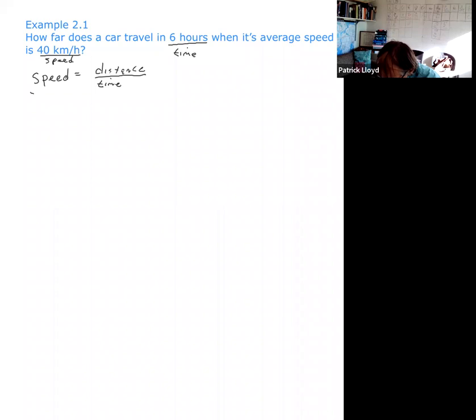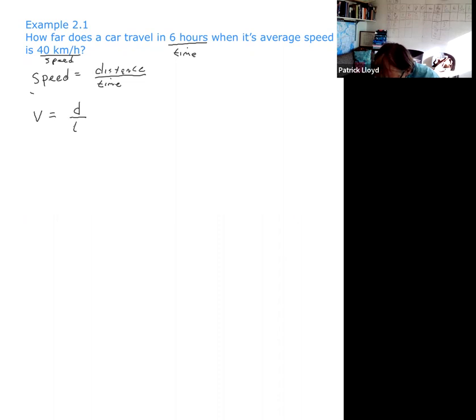Okay. Now, why does it say average? It says average because your speed might change a little bit, but on average, it's going 40 kilometers per hour. So let's use V for speed, D for distance. We're using symbols just to make things a little bit more efficient, and then T for time.